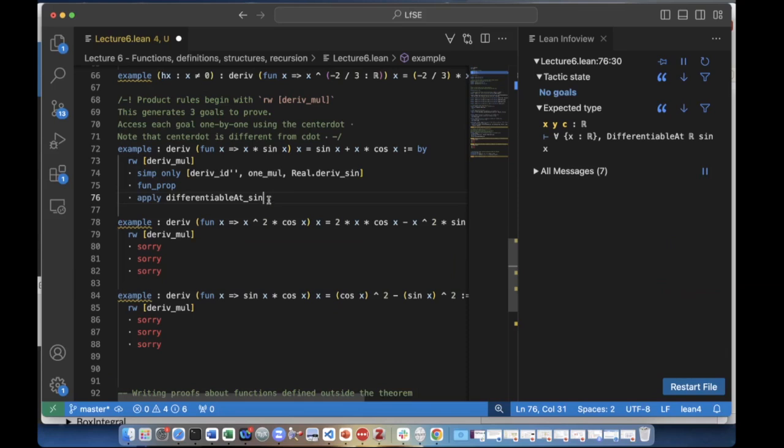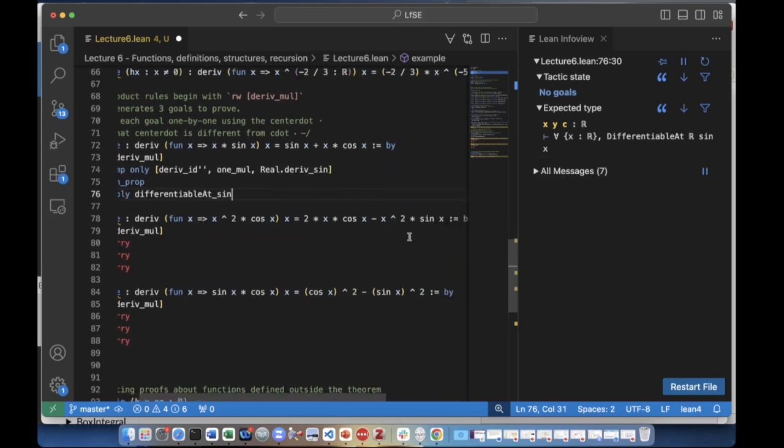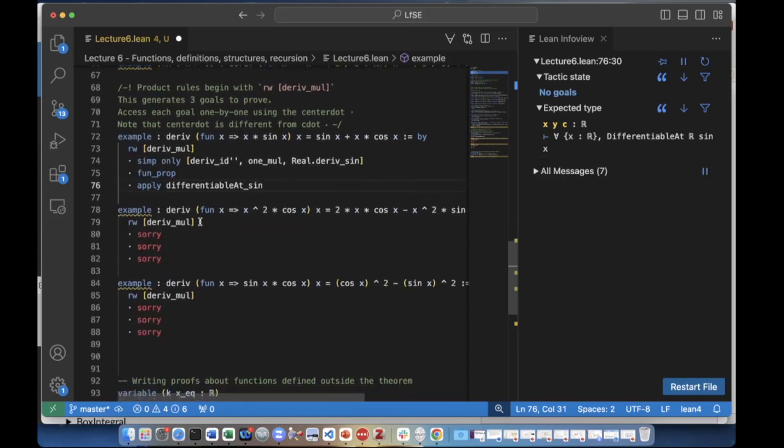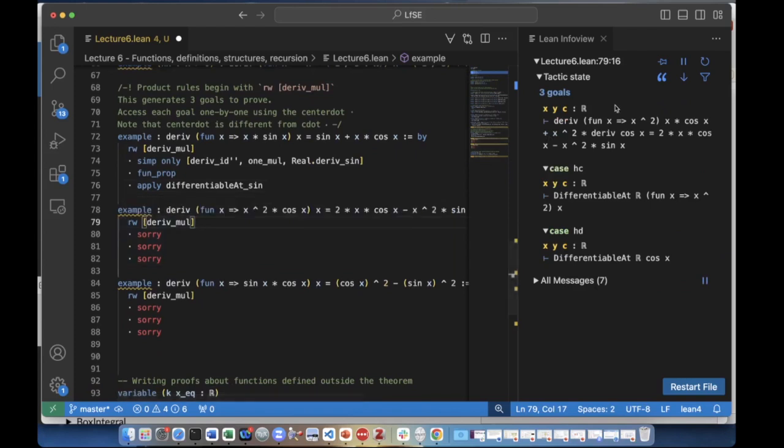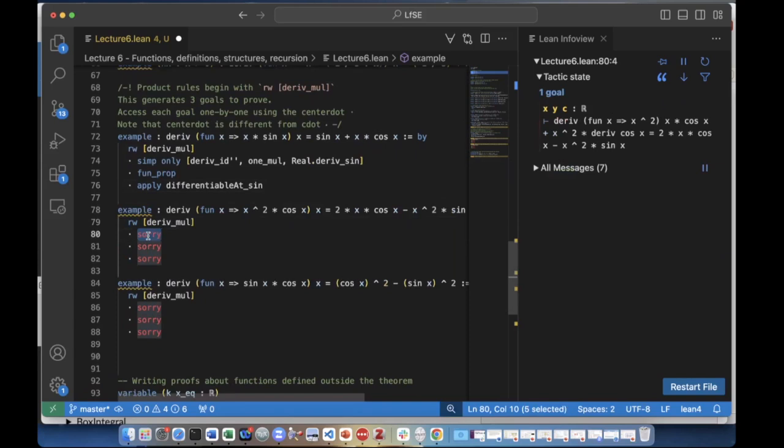Now we have another example. This one is x squared times cosine of x. So let's do the rewrite. We get 3 goals. What should we do for our first goal? Any suggestions for the first goal? Got a suggestion: use ASOP for all of them. All right.